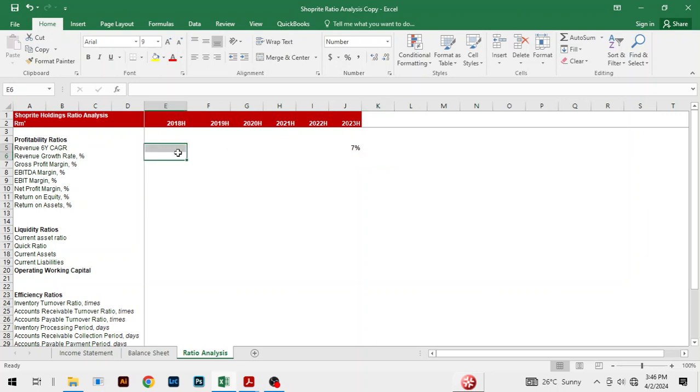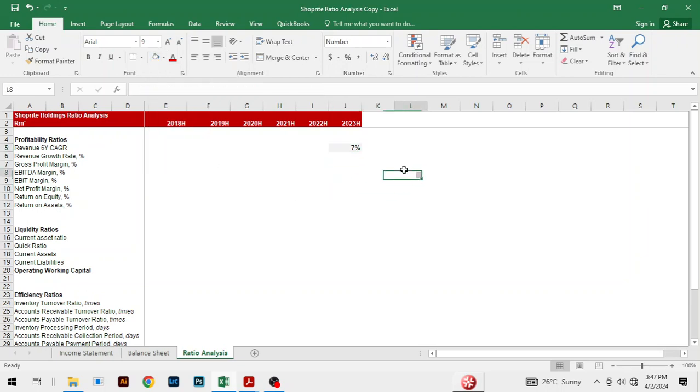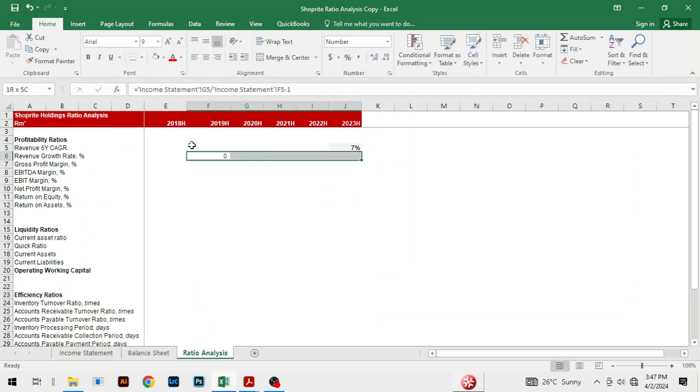And now we want to compute the year-on-year revenue, right? So here let me just highlight it so that it stands out. So now we have to compute the year-on-year revenue growth rate. So here I'm going to press the equal sign, and then I'll go to the income statement. I'll select revenue for 2019. I'll divide it by revenue for 2018 minus 1. And then I'll press enter on my keyboard.